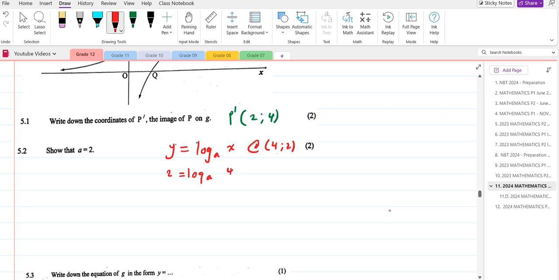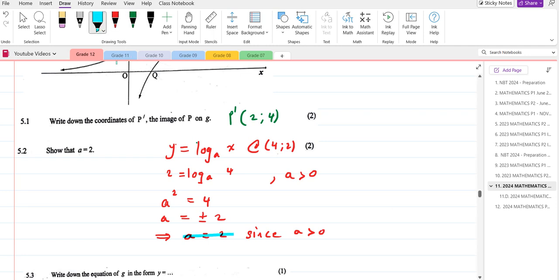So a remains a, and a squared is equal to 4. Remember, we have a restriction: a has to be positive. Now you take the square root, you can get plus or minus 2. This implies a is equal to 2, since a has to be positive. So when you take a square root, you might put plus or minus.